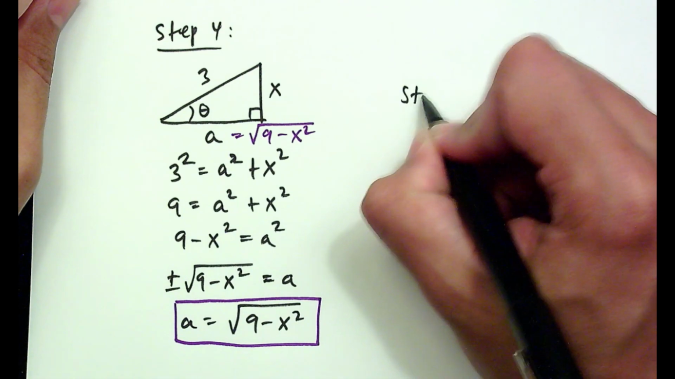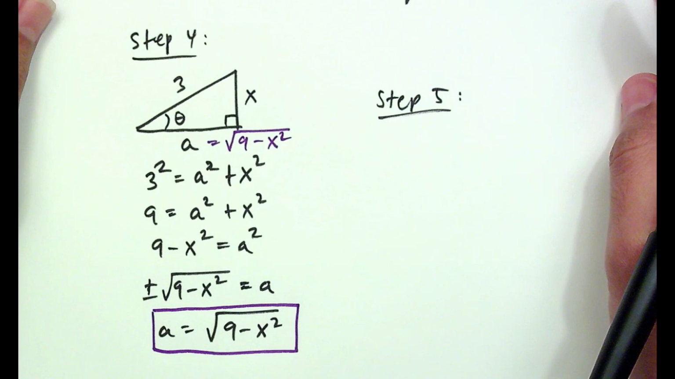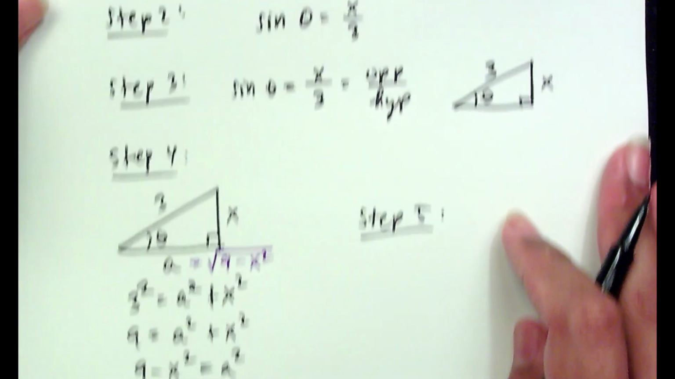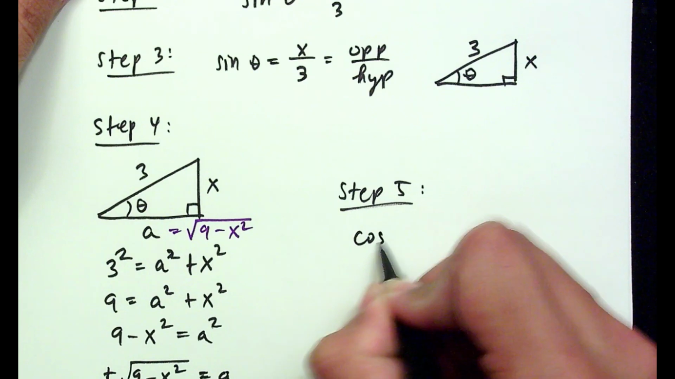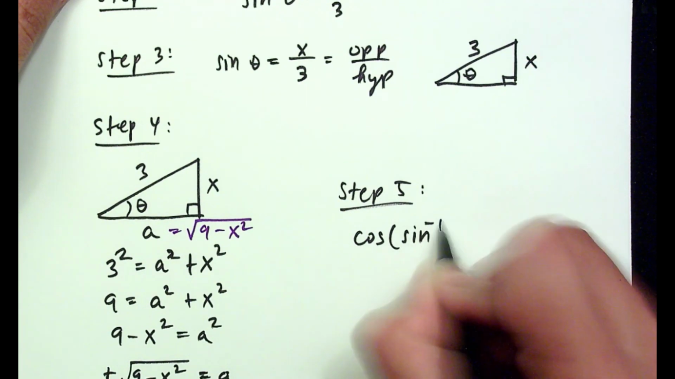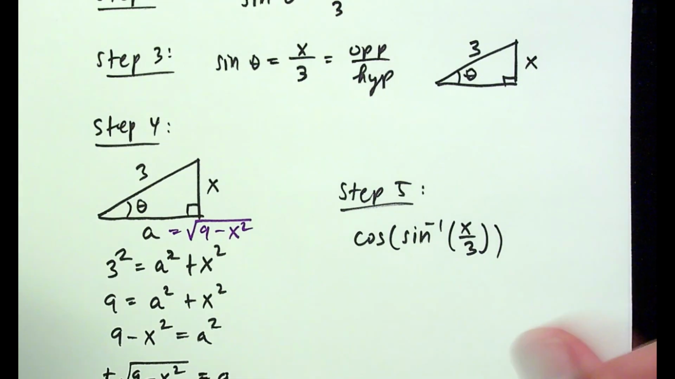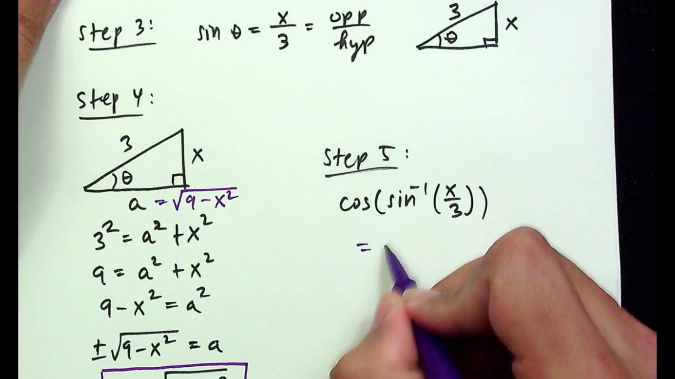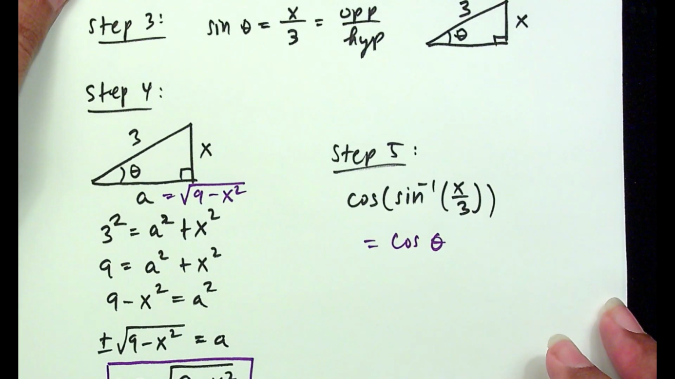Step 5, write down the final answer. Okay, what was the question to begin with? The question was, find cosine of sine inverse of x over 3. But we call the inside theta. So the question is, what is cosine of theta?